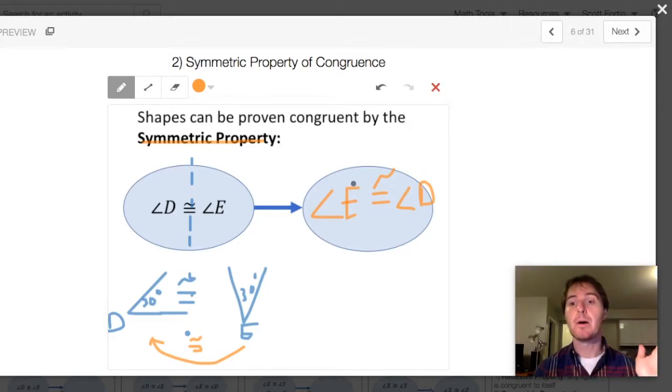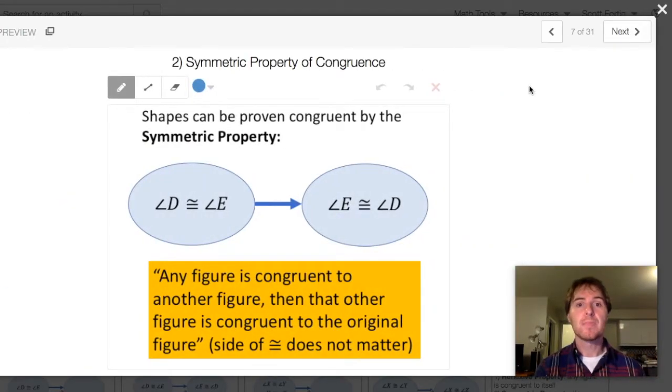Symmetric property doesn't come up much in proofs. It comes up in this section just so you know that it's a property, but you don't really need to worry about it too much. So the symmetric property of congruence, one way you can remember it: similarly, reflexive property was any figure is congruent to itself. So what we can say about this here is that any figure that's congruent to another figure, right?